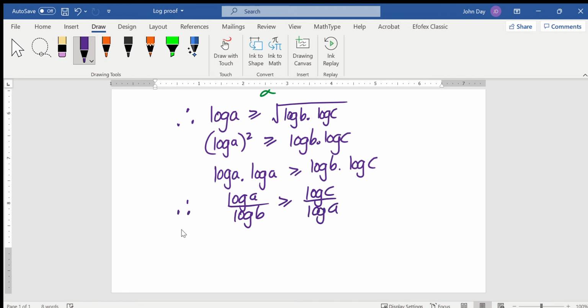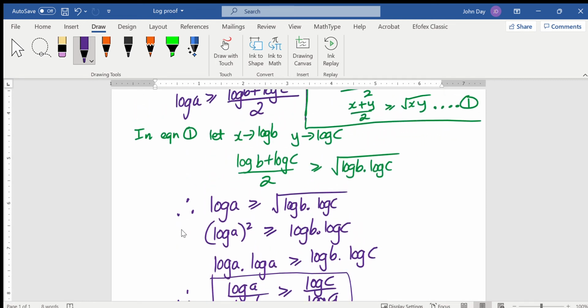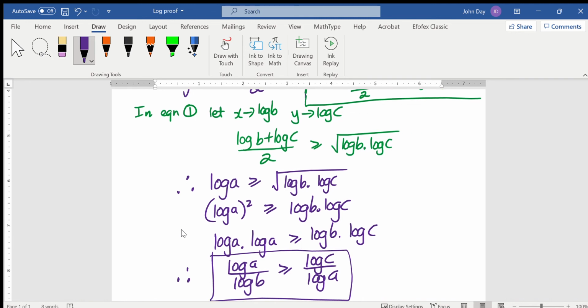Okay, now just a word about your approach to this. There was a key step in there which is written in green in the middle, which you needed to come up with, really. Now, some people work backwards. Some people start with the final thing, log A on log B, bigger than or equal to log C on log A. So they go, that'll be log A bigger than or equal to log B, log C.